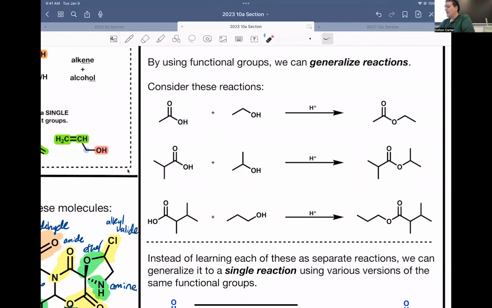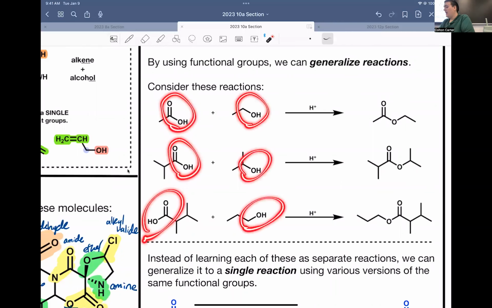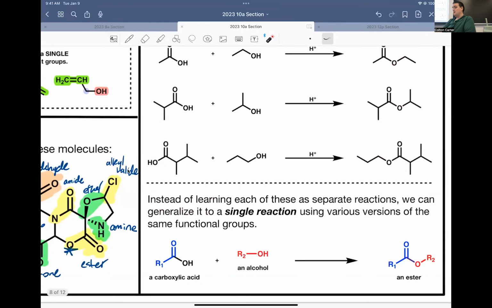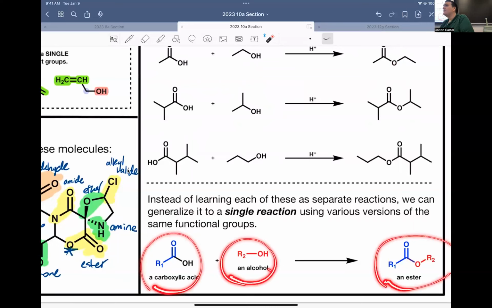Whereas if you notice on these reactions, all of these reactions take, what functional group is this? Carboxylic acid. What functional group is this? And what functional group is this? Ester. Yeah. So basically, these functional groups allow us to tag molecules and say, instead of learning these as 1, 2, 3, up to thousands of separate reactions, we can say this is one general reaction of a carboxylic acid and an alcohol make an ester. That is why it's useful.